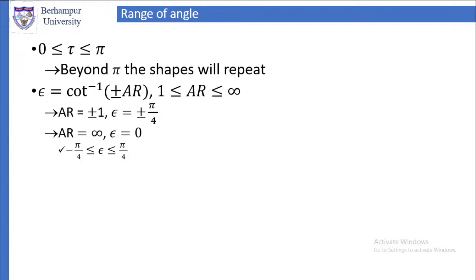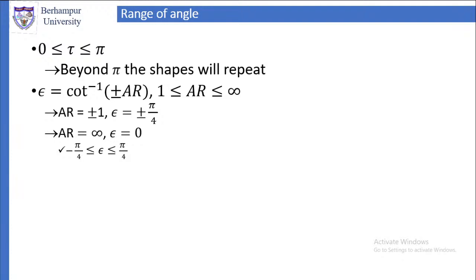0 less than equal to tau less than equal to pi is the limit on tau, or the tilt angle. Then minus pi by 4 less than equal to epsilon less than equal to pi by 4 is the limit on epsilon. That takes care of AR is equal to plus minus 1 and AR is equal to infinity, because AR is equal to infinity corresponds to epsilon 0. Epsilon is equal to 0 is between minus pi by 4 and pi by 4. Similarly, AR is equal to 1 or minus 1 correspond to epsilon is equal to plus or minus pi by 4. So both these limits we have found out.